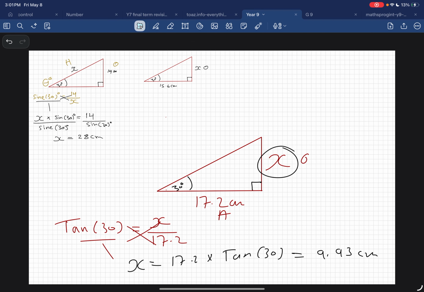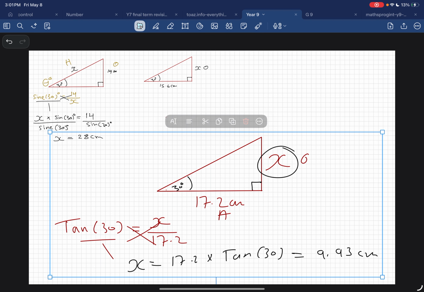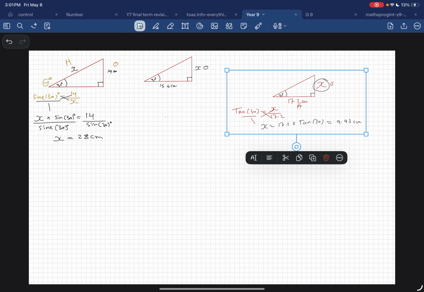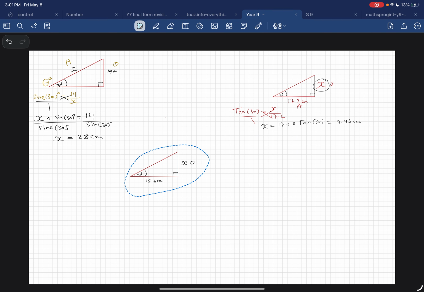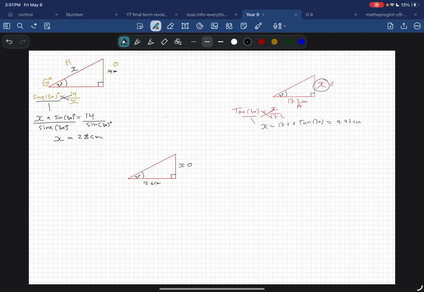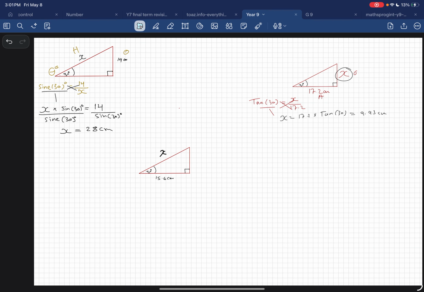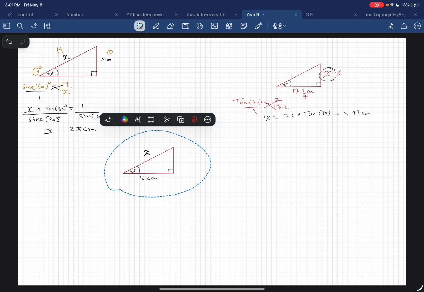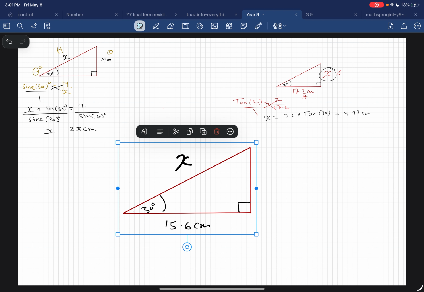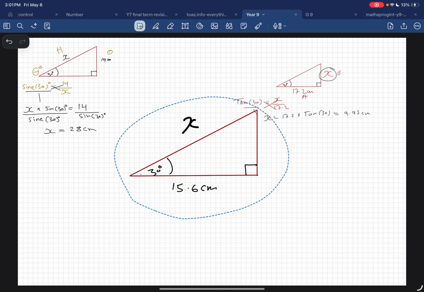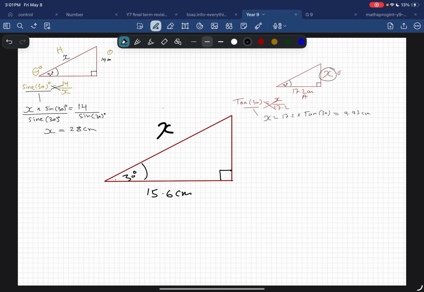What if we had something else? Okay. Here we need to find the hypotenuse again, but this time I am given the adjacent, okay? So I have the adjacent this time, and I need to find the hypotenuse. I have the adjacent. I have the angle also.